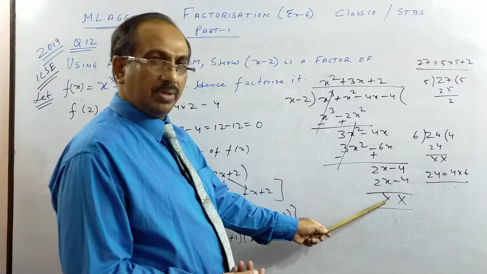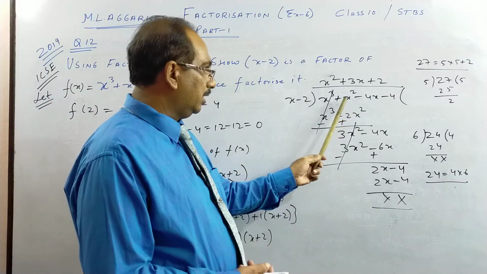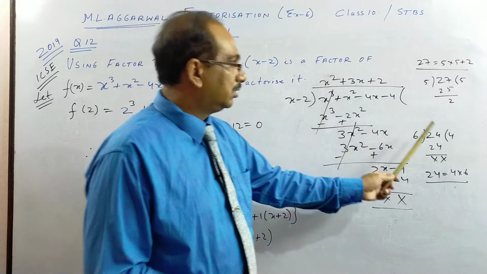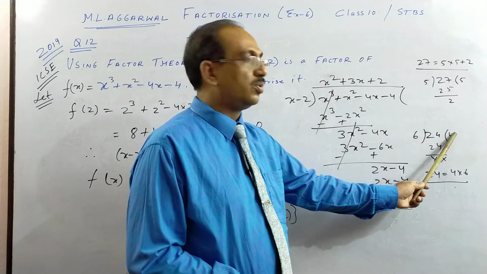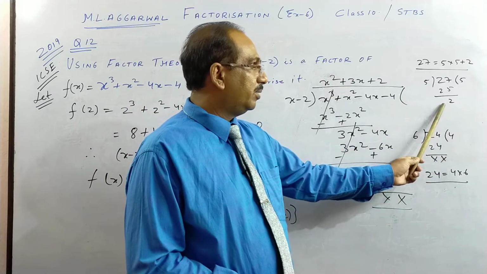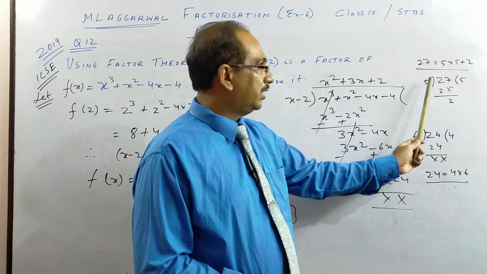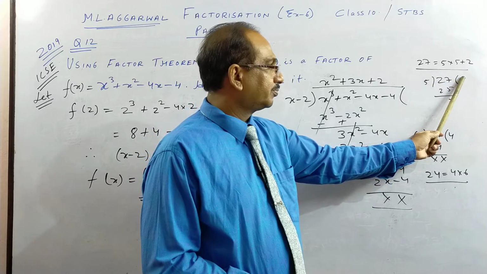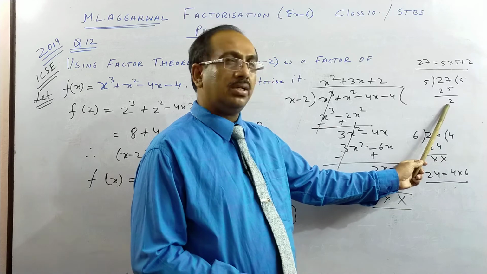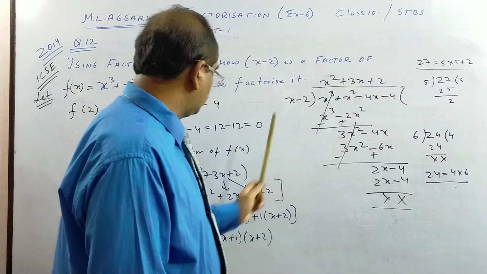So finally, when your remainder is 0, this is this into this. This 24 is 6 into 4 because the remainder is 0. If a remainder is there, you know this: dividend is quotient into divisor plus remainder.